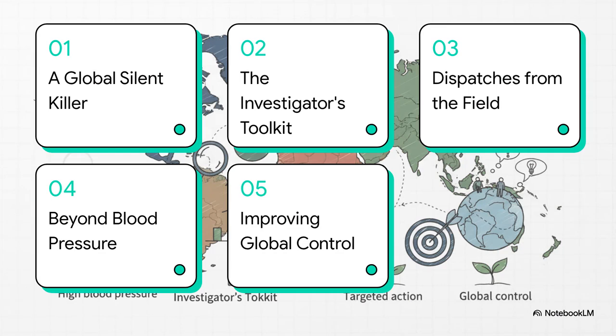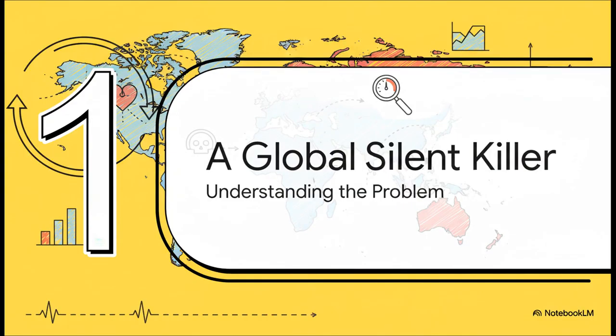So here's our game plan. First, we're going to profile our target, the silent killer itself. Then, we'll open up the investigator's toolkit and see how we actually track this thing. From there, we'll look at dispatches from the field, connect the dots to other health issues, and finally, figure out a global strategy to get this problem under control. Okay, let's get into it.